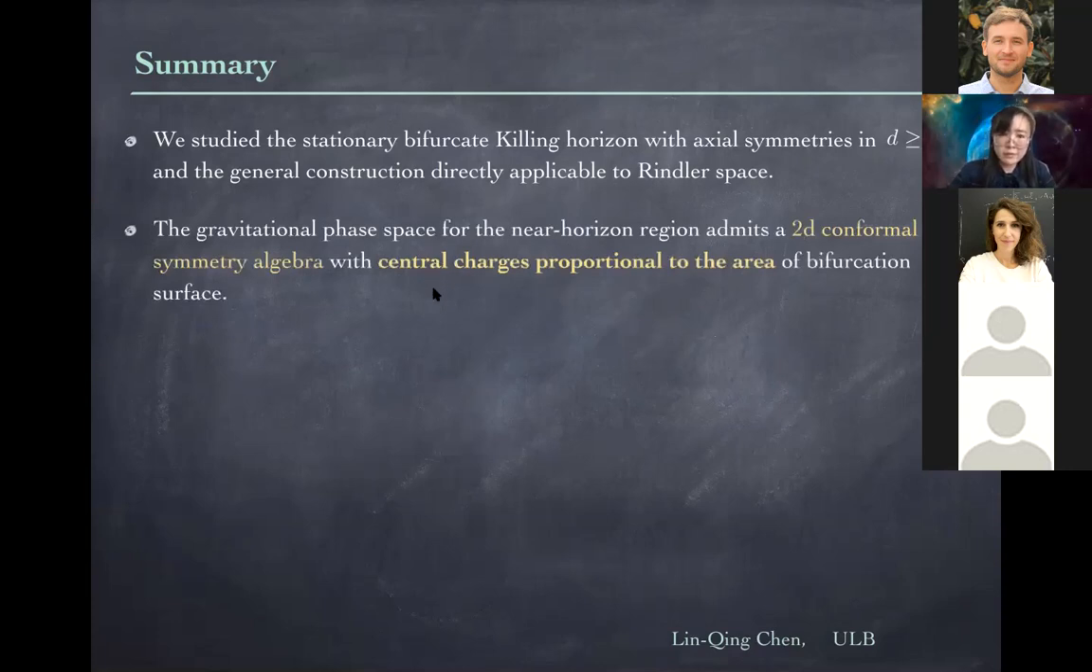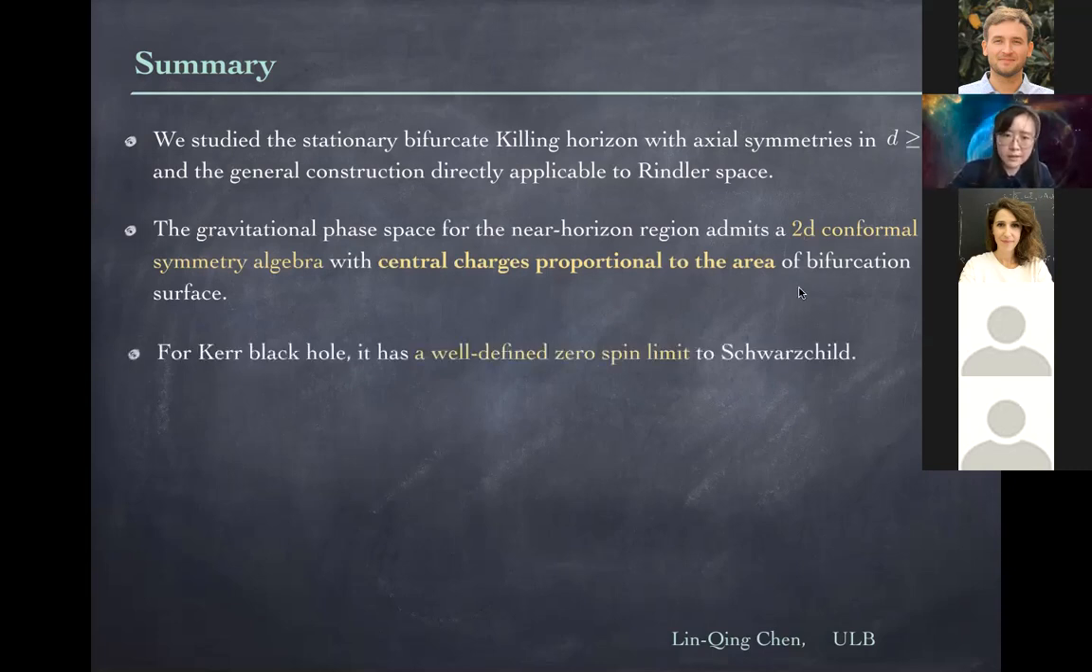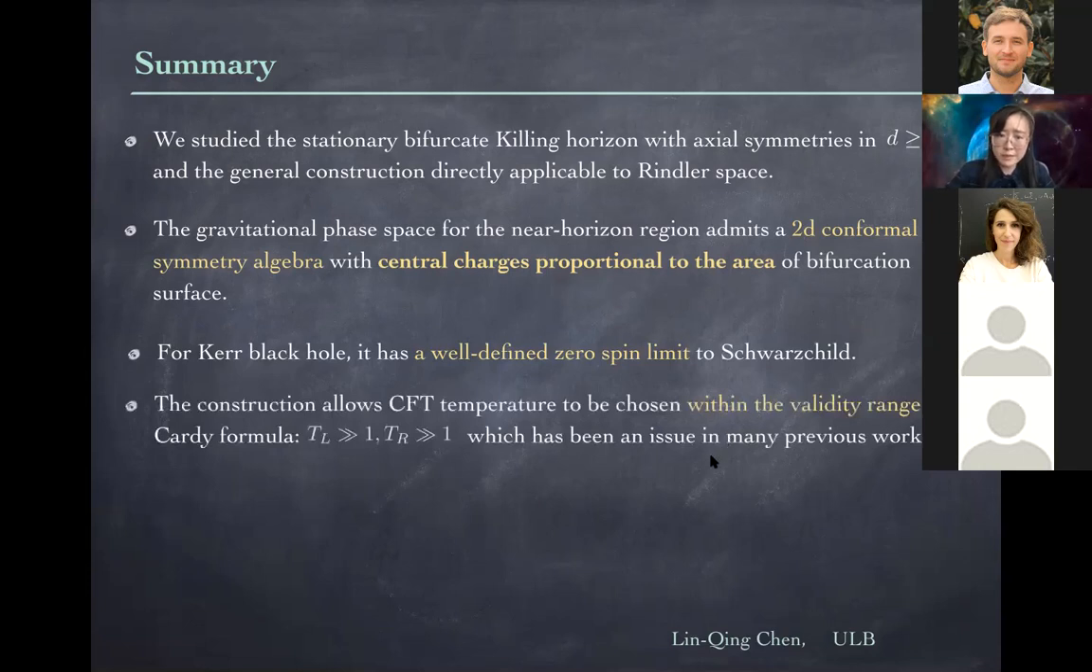And so the gravitational phase space admits the 2D conformal symmetry algebra with central charge proportional to the area of the bifurcation surface. This is different from the previous result, where the central charge was proportional to the spin of the Kerr black hole. So it allows us to have a well-defined zero spin limit to Schwarzschild.